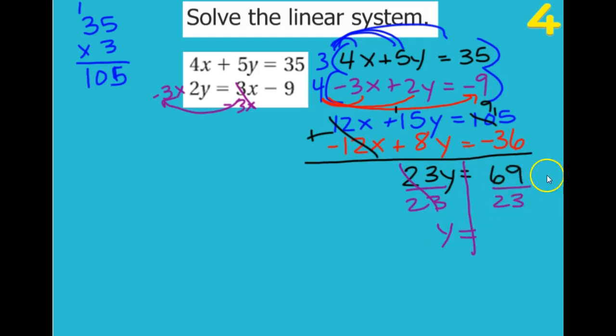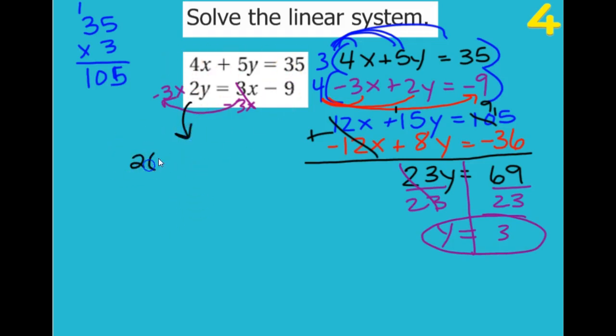Now this one, you might not know, that's okay. 3 goes into 9 3 times, and 2 goes into 6 3 times as well, so your answer should be 3. 23 goes into 69 3 times. Now, all we have to do is plug this back in. I'm going to use the second equation. You can use the first one and get the same answer.